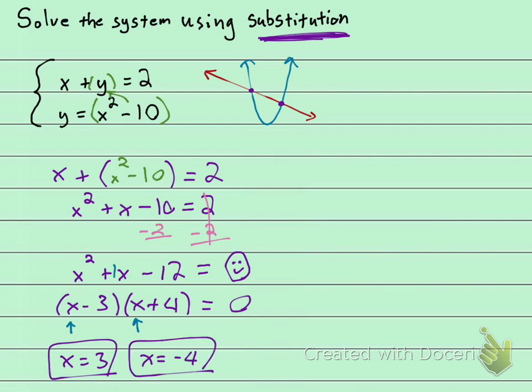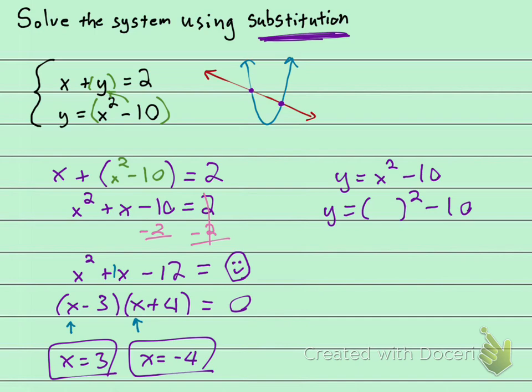All right, now that's the x values of these 2 points that I put here in purple. So now I need to find the y values. I could plug this into the x in the first equation or into the second equation. Even though I have a square, the second equation looks a little easier to me because the y is already solved for. So I'm going to do that. I'm going to say y equals x squared minus 10.